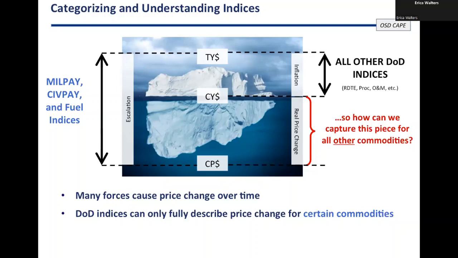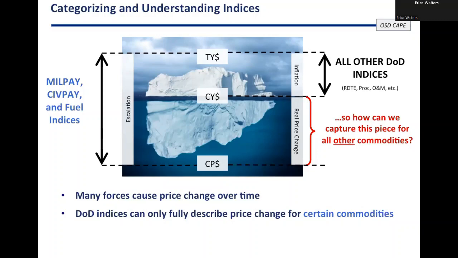Or in the case of fuel, obviously we don't control the fuel market, but it's just a pricing mechanism, like a ground rule used in budgets. We all use those escalation indices, and that makes it easy for those commodities because Comptroller is saying, here you go, this is the MILPAY rate throughout the FYDP, just use it, it's escalation. And because those are talking about specific commodities, they're escalation indices.